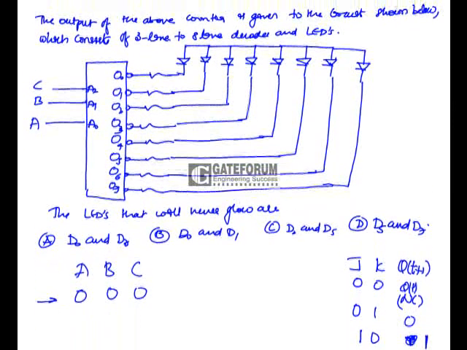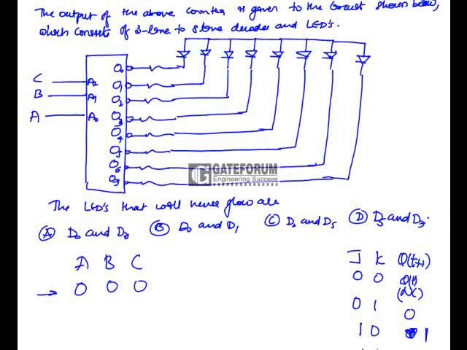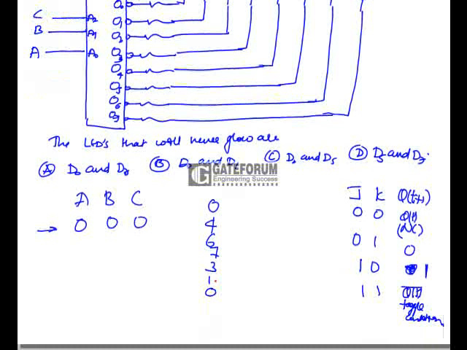Next question is, the output of the above counter is given to the circuit shown below, which consists of 3-line to 8-line decoder and LEDs. Okay, we have to find here the LEDs that will never glow. Okay, now if you see here from this counting sequence, after 0, okay, initial state 0, what is the counting sequence we have? 0, 4, 6, 7, 3, 1 and again 0 is repeating.